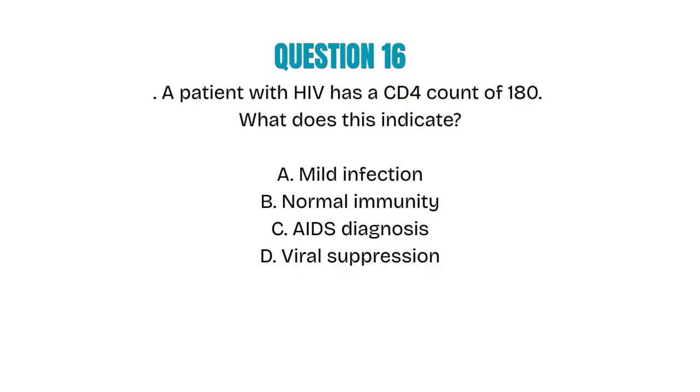Question 16. A patient with HIV has a CD4 count of 180. What does this indicate? A. Mild infection. B. Normal immunity. C. AIDS diagnosis. D. Viral suppression.